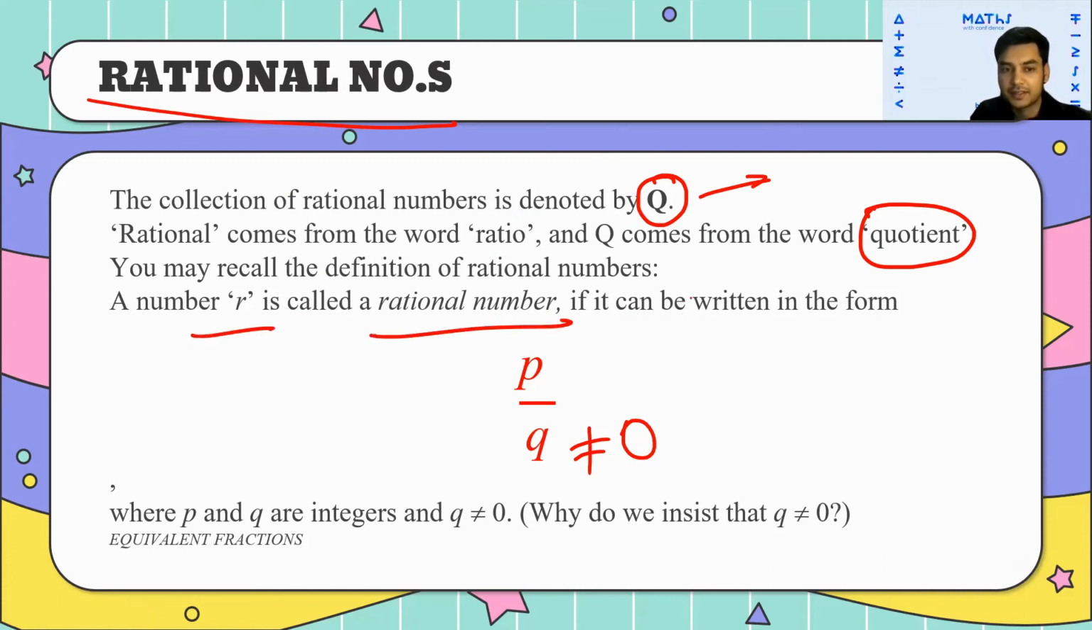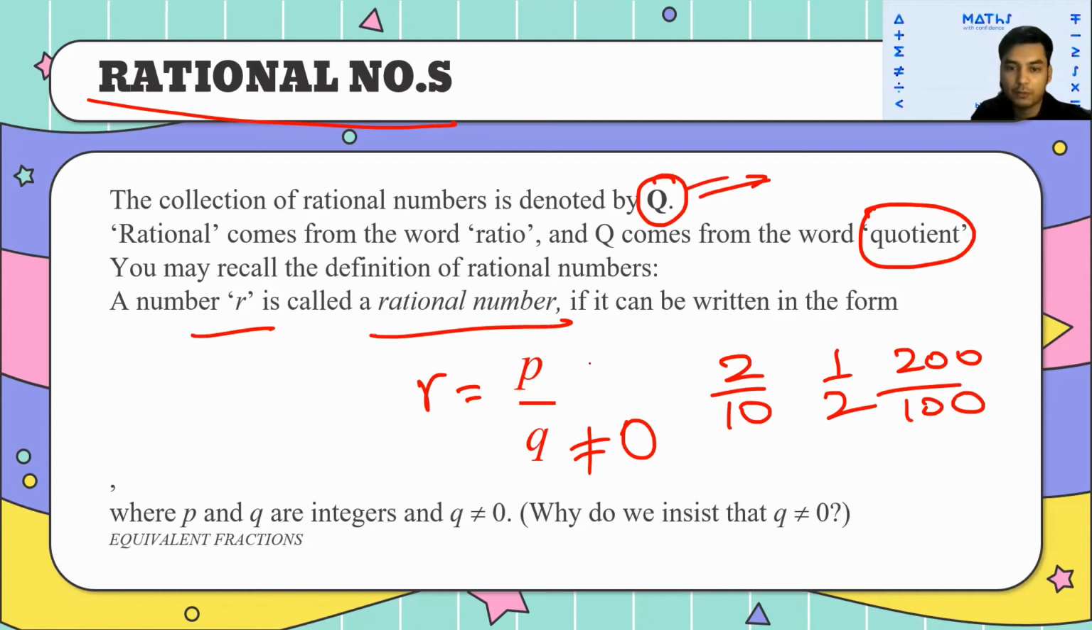And they are represented by Q. So a number r is a rational number if it can be represented in the form of p by q. So what are the examples of them? Suppose it is 2 by 10 or 1 by 2 or 200 by 100, anything like that.